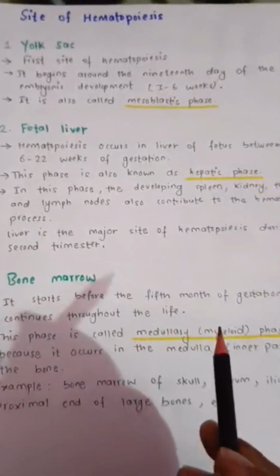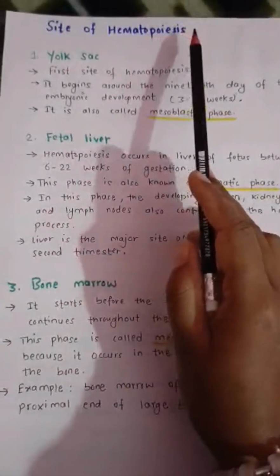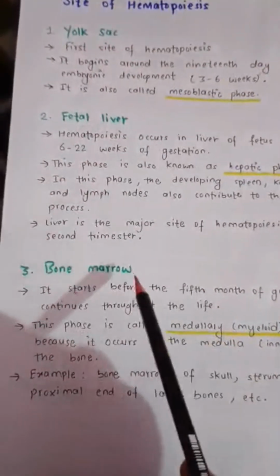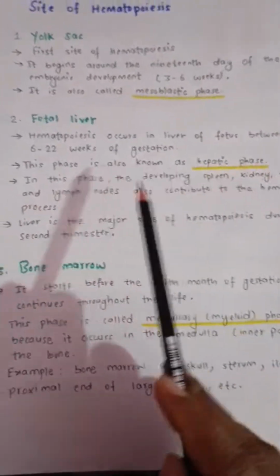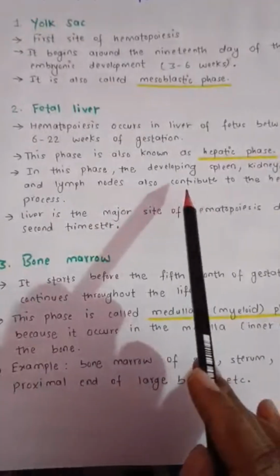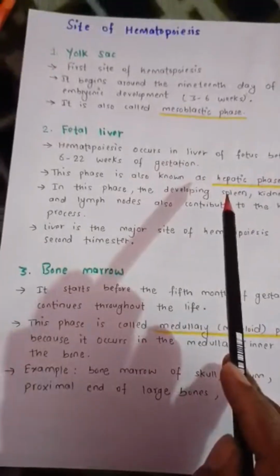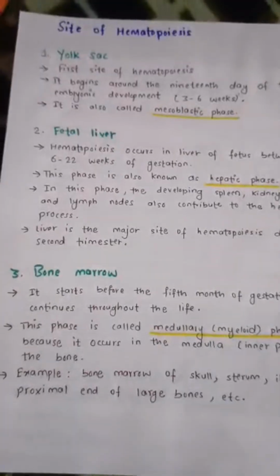So, simply to summarize, the major sites of hematopoiesis include the yolk sac, fetal liver, and bone marrow. Other organs like spleen, kidney, thymus, and lymph nodes also contribute during the hepatic phase. So, this is all about the sites of hematopoiesis. Follow for more.